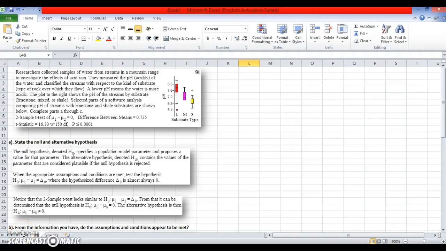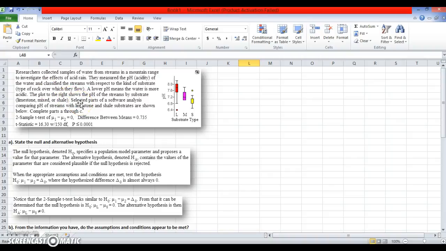This is Carl again. This is problem number 8 for session 9. It's a little lengthy in terms of theory, but I'm just going to go ahead and get started. Researchers collected samples of water from streams in a mountain range to investigate the effects of acid rain, and they measured the pH, or acidity as it's called, of the water and classified the streams with respect to the substrate, the type of rock over which they flow.